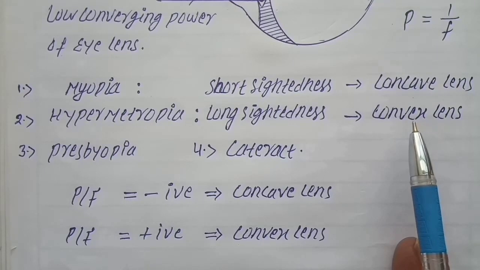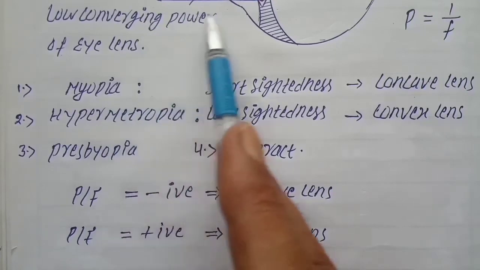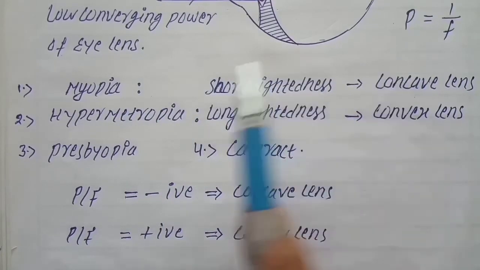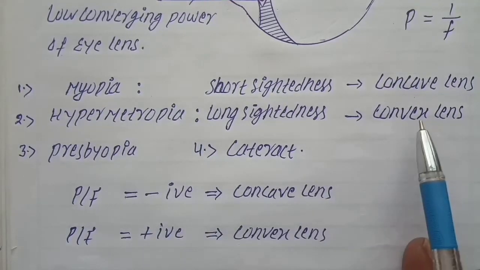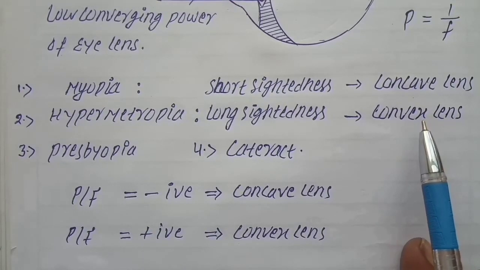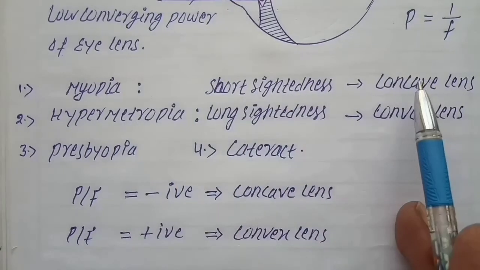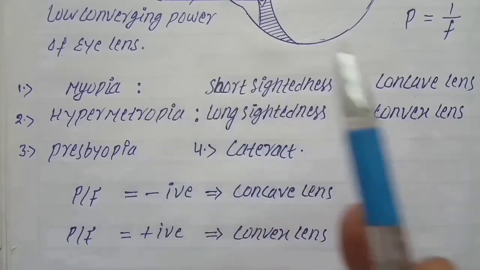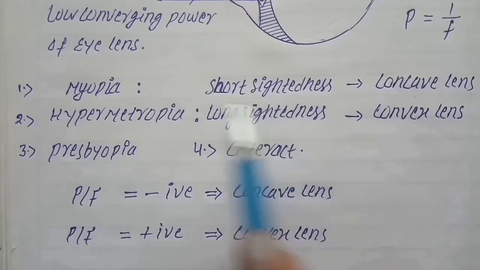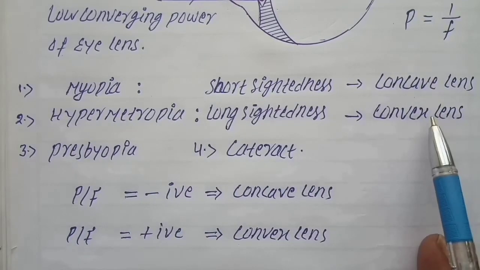So here we can simply say that first defect is myopia, which can be corrected by concave lens. Second defect is hypermetropia, which can be corrected by convex lens. We can also say that first defect is myopia, first lens is concave. Second defect is hypermetropia and second lens is convex. So first defect, second defect, first lens, second lens.